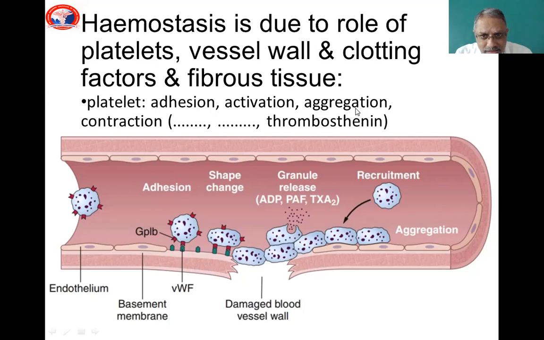Then there is clot contraction, wherein there is contraction of contractile proteins. Don't have to mention the first two. The third one is thrombosthenin, a contractile protein. In the presence of calcium, the first and the second contractile proteins are actin and myosin. They need calcium to contract and thereby cause clot retraction and conversion of the temporary hemostatic plug to a permanent hemostatic plug.